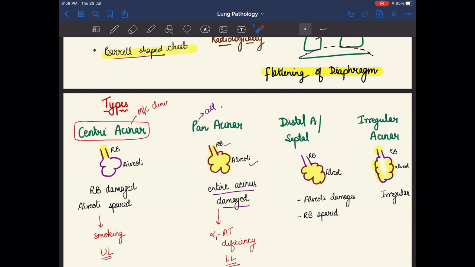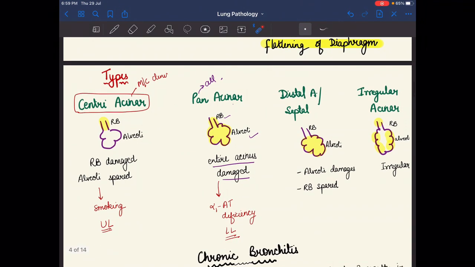Now the distal acinar. Distal means at a distance, so the distant part is the alveoli. We can also call it septal. In this, the alveoli are damaged and the respiratory bronchioles are spared. And in irregular acinar, as the name suggests, irregular means it can involve a few parts of the respiratory bronchioles and a few parts of the alveoli. So this is irregular acinar.